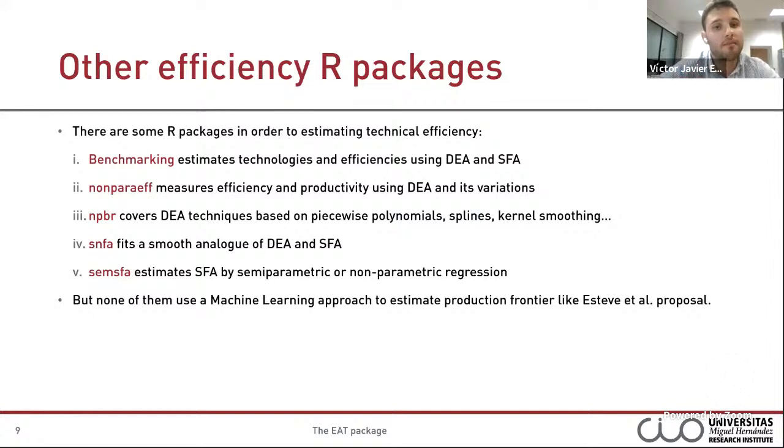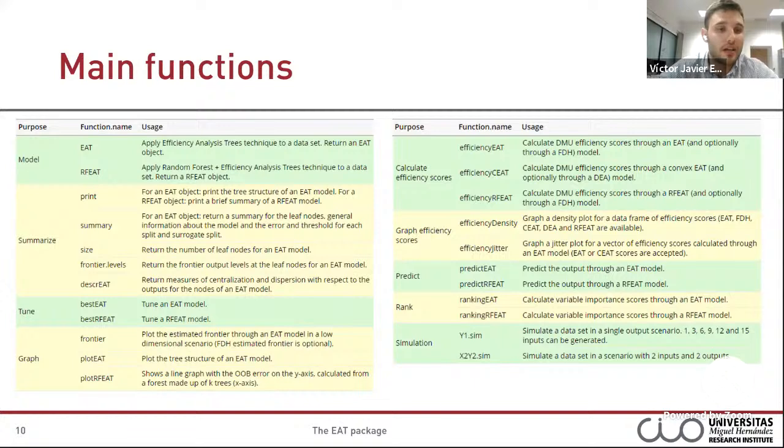There are several standard R packages that estimate technical efficiencies, such as the ones that I show in the list. However, none of them use a machine learning approach to estimate production frontiers like Efficiency Analysis Trees does. The main functions available in the package are described in this table. Of these, we highlight the functions that generate the EAT and the Random Forest EAT models, the first two. Then, if we want to select the best set of hyperparameters for these models, we can use the functions bestEAT and bestRFEAT.